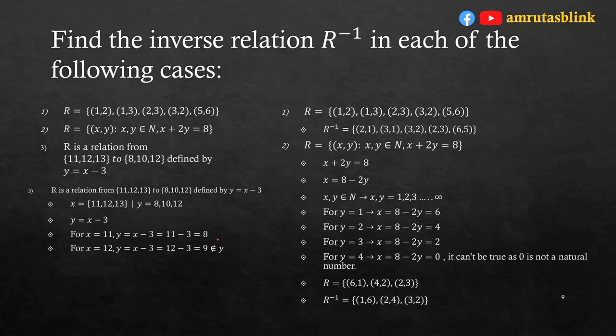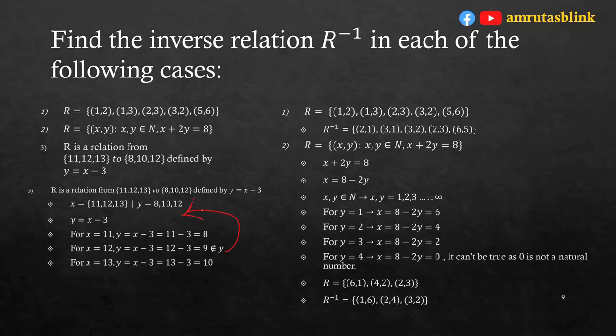But if we compare this 9 to the given elements of y, then initially for x = 11 we have got y = 8. 8 belongs to the given set of y. But for x = 12 we are getting y = 9, which doesn't belong to the set y. Hence, we cannot consider this pair as 12 and 9.